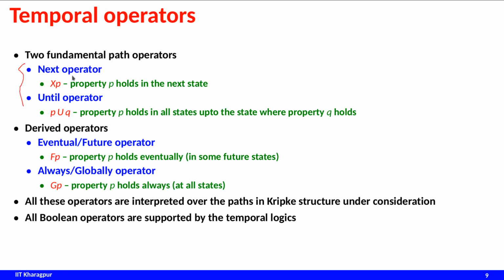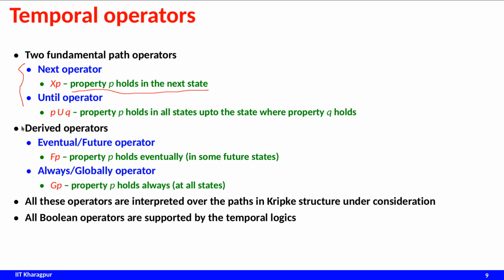So what does the next operator say? It says that the property P holds in the next state. So that is XP. What is the until operator? The until operator says that property P holds in all states up to the state where property Q holds. So it will be effectively something like P holds across certain states, and then I get a Q. We'll elaborate those with examples and pictures in upcoming slides.